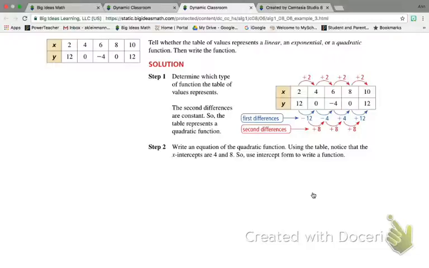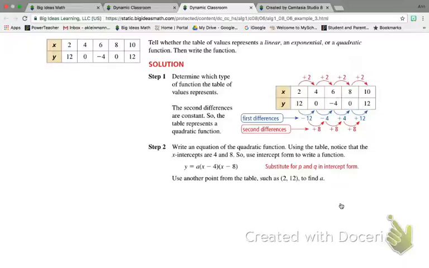If you use the table, you notice that the x-intercepts are 4 and 8. So using the intercept form to write a function, this is from our previous lesson. Let's substitute for p and q in the intercept form, which is y is equal to a times the quantity x minus 4 times x minus 8. Use another point on the table, and you can see that they've used the point (2, 12), which is the very first one, to find a.